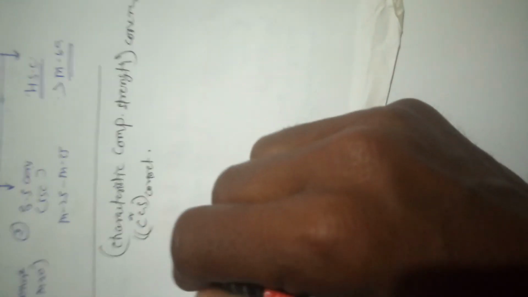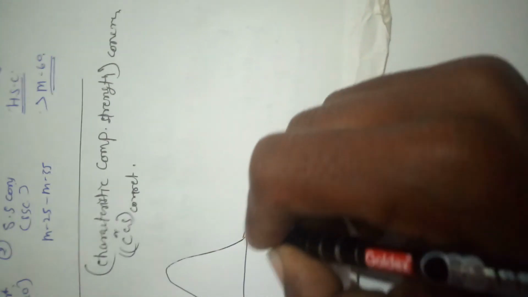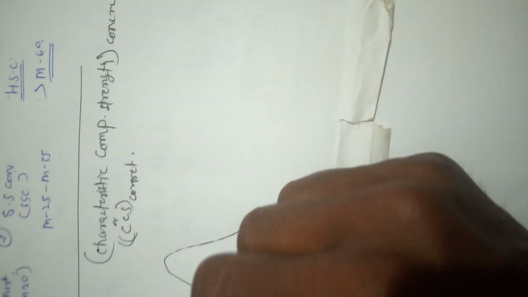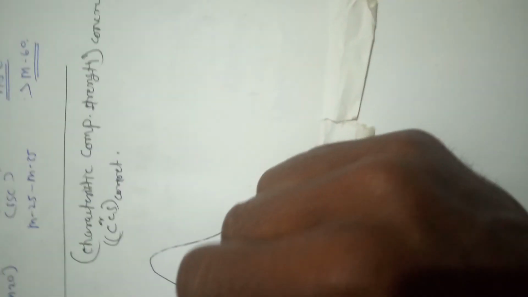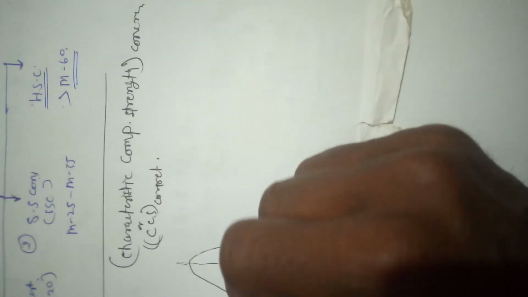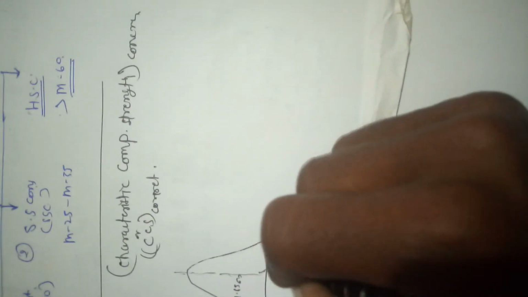Suppose this is the concrete strength curve. There is the 5% here. This is the mean strength. Mean strength of concrete is characteristic strength plus 1.65 sigma. This area denotes the characteristic strength.